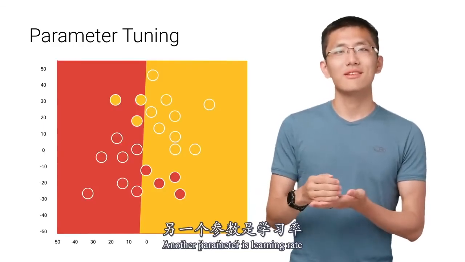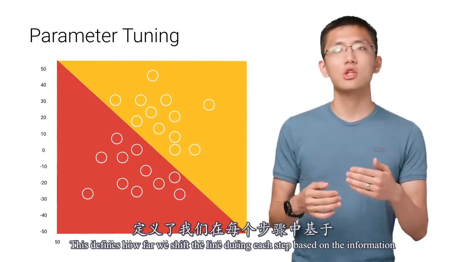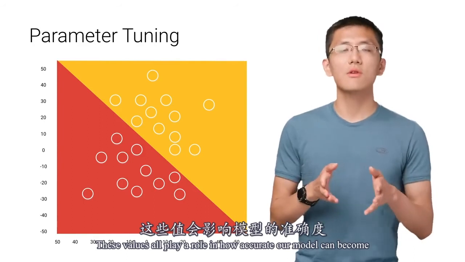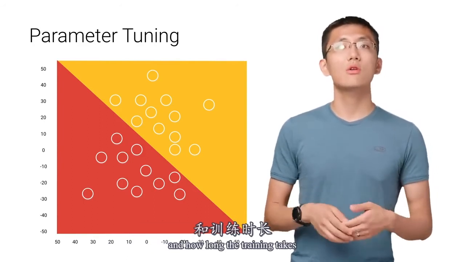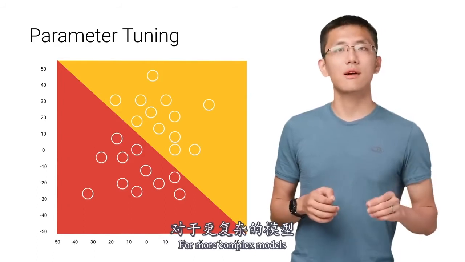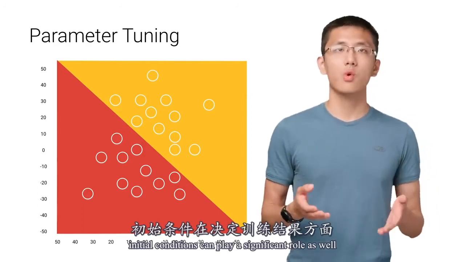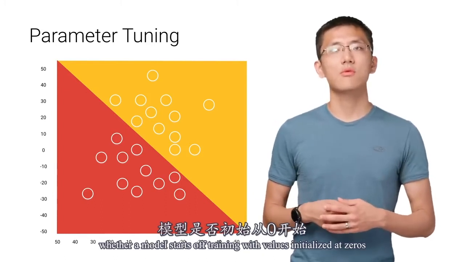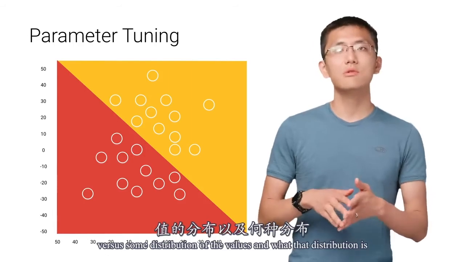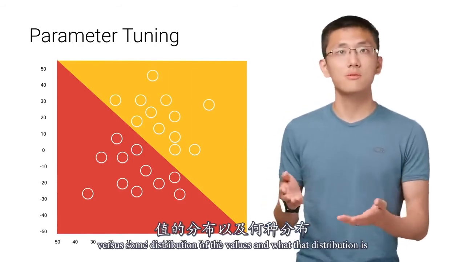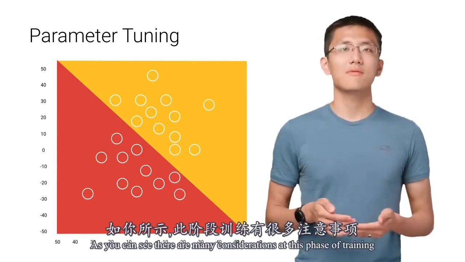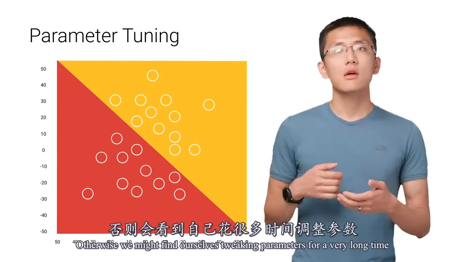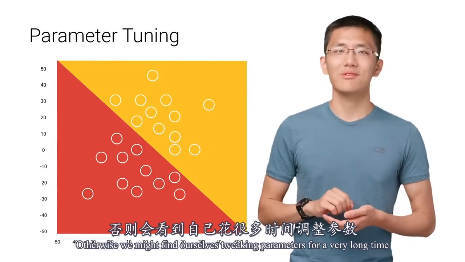Another parameter is learning rate. This defines how far we shift the line during each step, based on the information from the previous training step. These values all play a role in how accurate our model can become and how long the training takes. For more complex models, initial conditions can play a significant role as well in determining the outcome of training. Differences can be seen depending on whether a model starts off training with values initialized as zeros versus some distribution of values and what that distribution is. As you can see, there are many considerations at this phase of training, and it's important that you define what makes a model good enough for you. Otherwise, we might find ourselves tweaking parameters for a very long time.